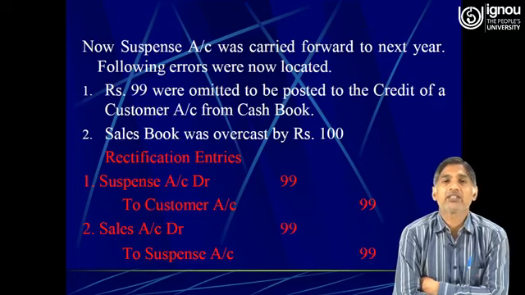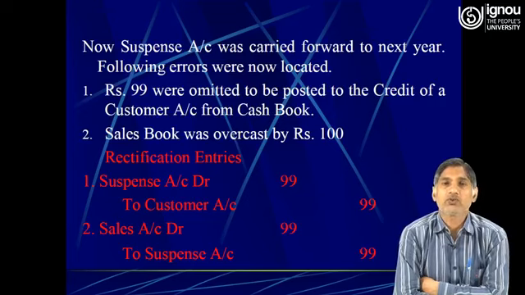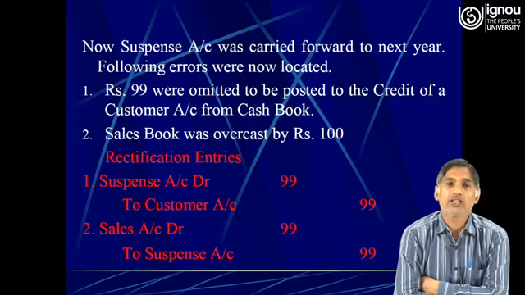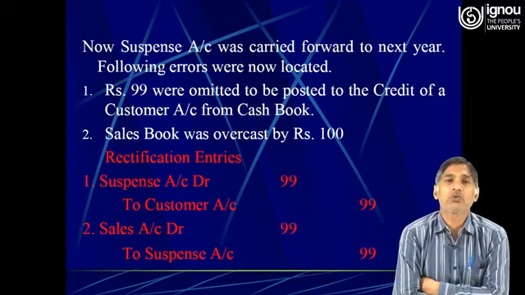So there is a credit balance of sales. So here the sales book was overcast. It means there was an overcast of rupees 100 in the sales book. So in order to neutralize this effect, we will have to debit the sales book. So sales account debit to suspense. So here instead of 99, it must be 100. Sales account debit to suspense account 100 rupees.